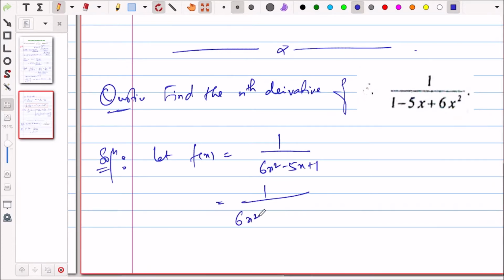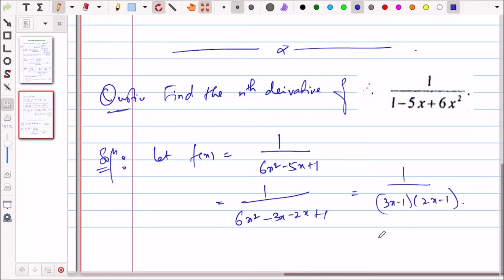So it can be written as 6x square minus 3x minus 2x plus 1, because 3 into 2 is 6 and we have to bring it by adding. So 3 plus 2 is 5, right? So this is, so you can take 3. So what will be this? 2x minus 1 and 3x minus 1, right? Fine, because you will take 3x common, so it will be 2x minus 1. Here you will take minus 1 common, so it will be 2x minus 1, 3x minus 1, 2x minus 1.